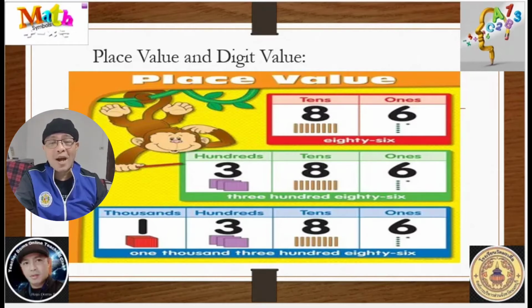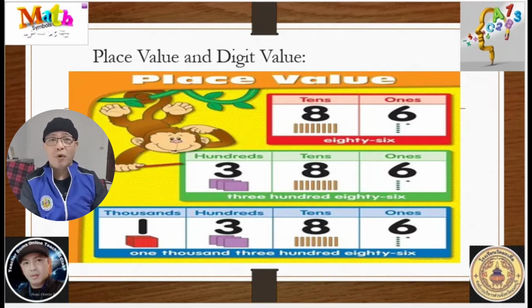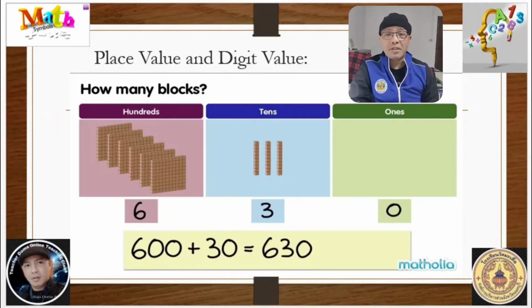We have 1386. How many digits are there in 1386? It's 4 digits. What is the place value of 6? Ones. What is the place value of 8? Tens. What is the place value of 3? Hundreds. What is the place value of 1? Thousands.